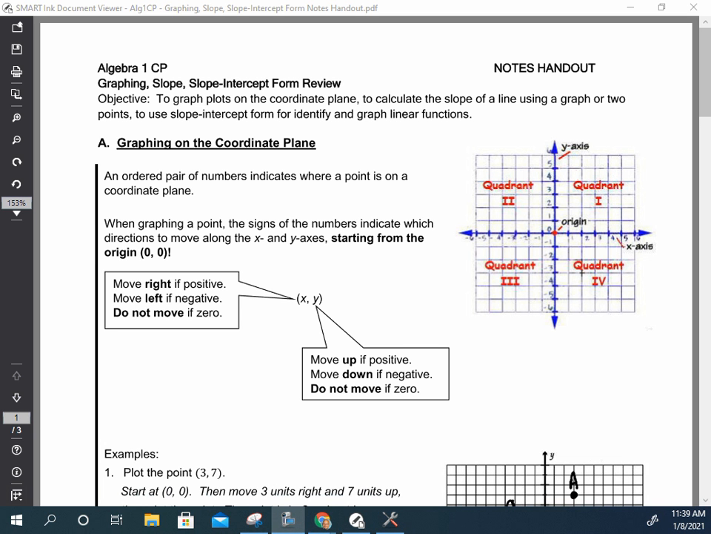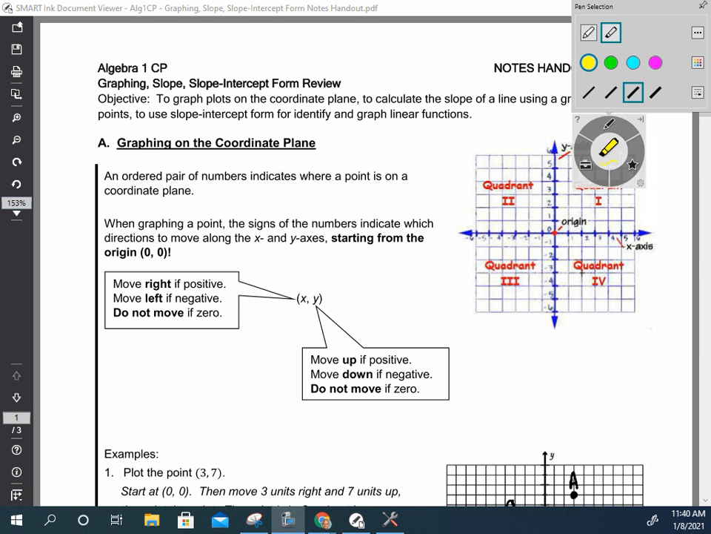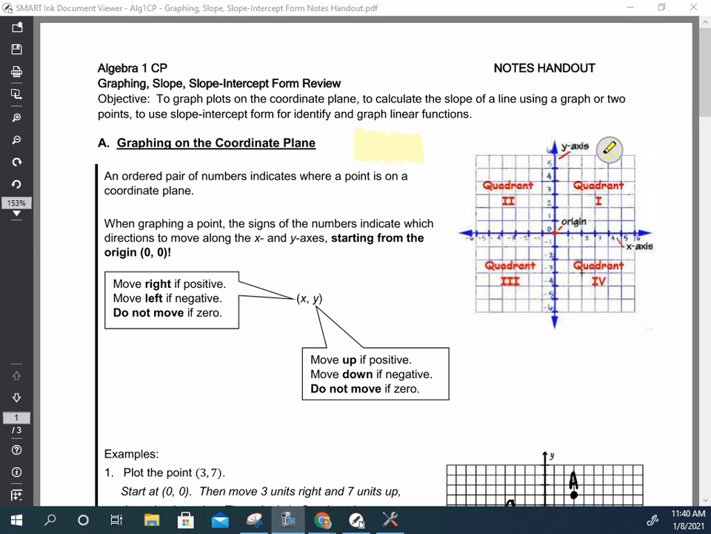All right, so today we are going to recap and review graphing, slope, slope-intercept form. Graphing, slope, and slope-intercept form. So, to help you out with regards to taking notes, I will be using a highlighter to highlight for you what you definitely need to have in your notes. So anytime you see me highlight something, that's something that I will definitely be checking for in your notes.